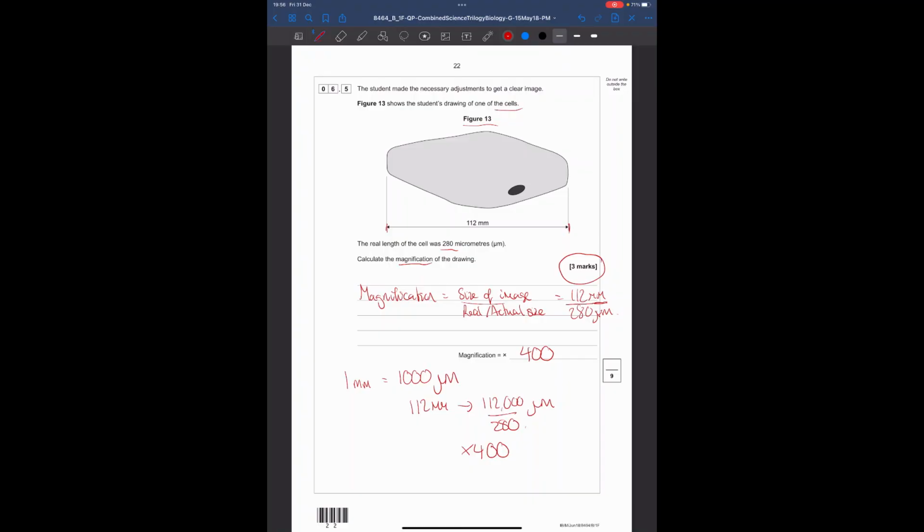If you didn't do a conversion and you just did 112 divided by 280, you would have got a very small number, and hopefully that should have been a prompt that you need to do an extra step in it. So if you did just leave it as 112 over 280, then that would have got you 1 mark instead of the 3.